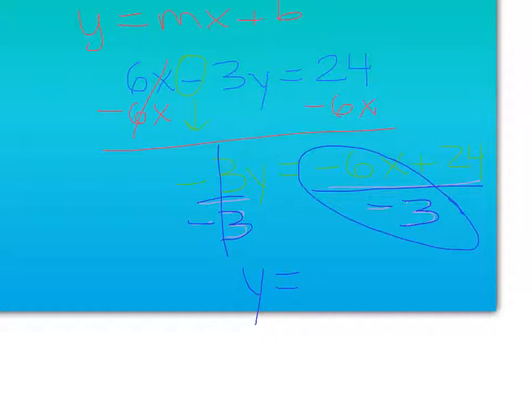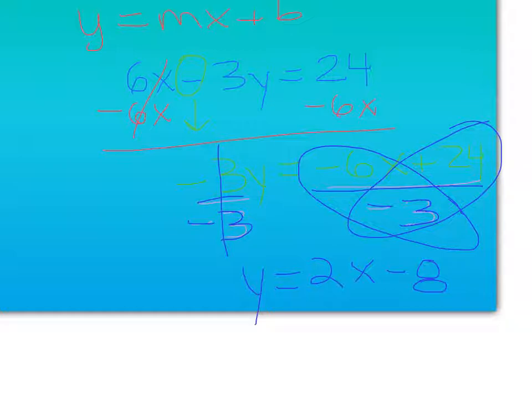So let's first do negative 6x divided by negative 3. Well, negative 6x divided by negative 3 gives me a positive 2x. Then I need to divide 24 divided by negative 3, which gives me negative 8. So I kind of skipped that little step that I showed you in the middle, but I showed it to you a lot yesterday in class. So you should remember that when we divide, we have to divide everything.